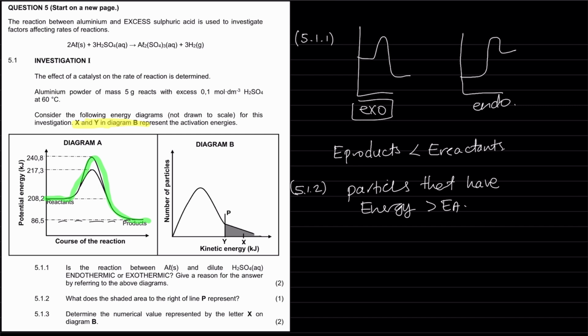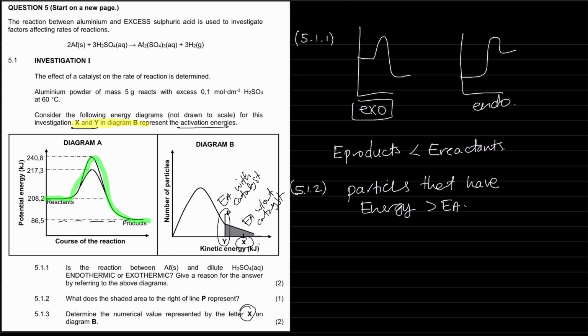5.1.3, determine the numerical value represented by letter X. Okay, so important, that's why we highlighted this at the start. X and Y represent activation energies. So they want to know what is X. Now, remember, the use of a catalyst has a singular purpose: to speed up the reaction by decreasing the activation energy. So Y represents the activation energy with a catalyst, and X would represent the activation energy without a catalyst.